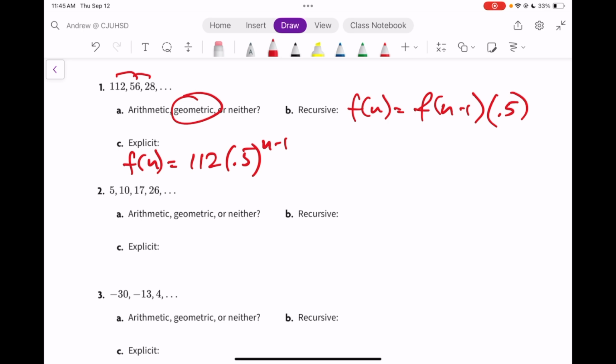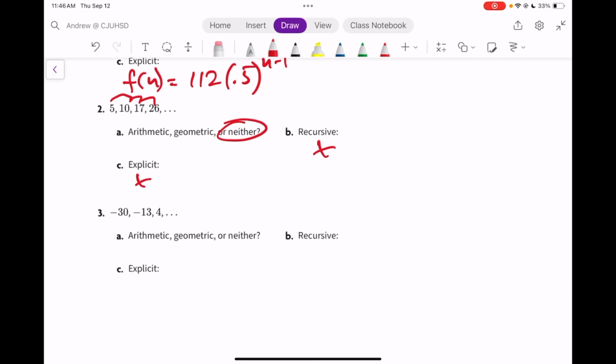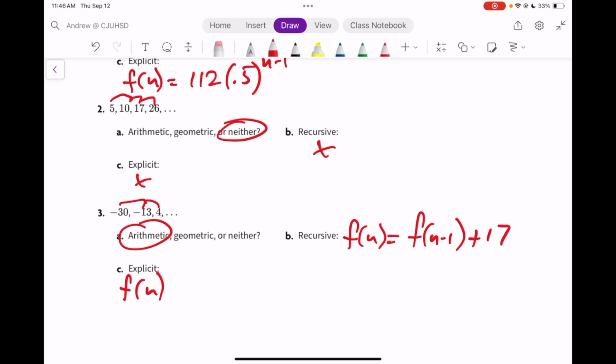On number 2, we're increasing, but we're not increasing by the same number every time. We're going up by 5, up by 7, up by 9. It is a pattern, but it is not arithmetic or geometric. We don't have to do these then. And the last one goes from negative 30 up to negative 13. That's up by 17. Up by 17 more, that makes it arithmetic. Where the f of n is f of n minus 1 plus 17. Explicitly, that starts at negative 30 and adds 17 times n minus 1. And here we go. We'll see you next time.